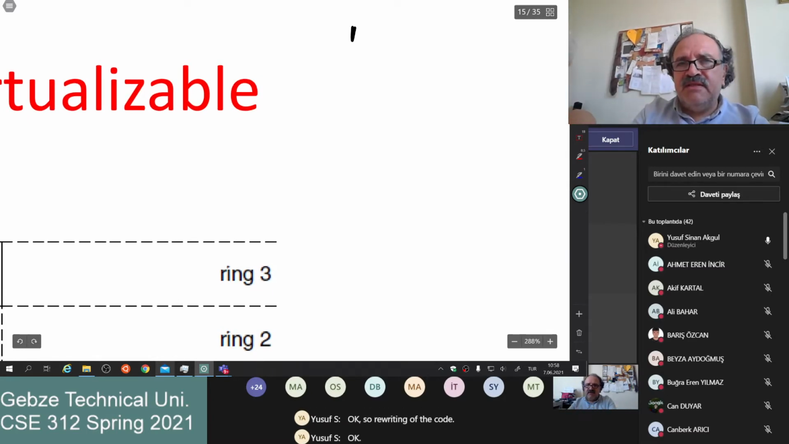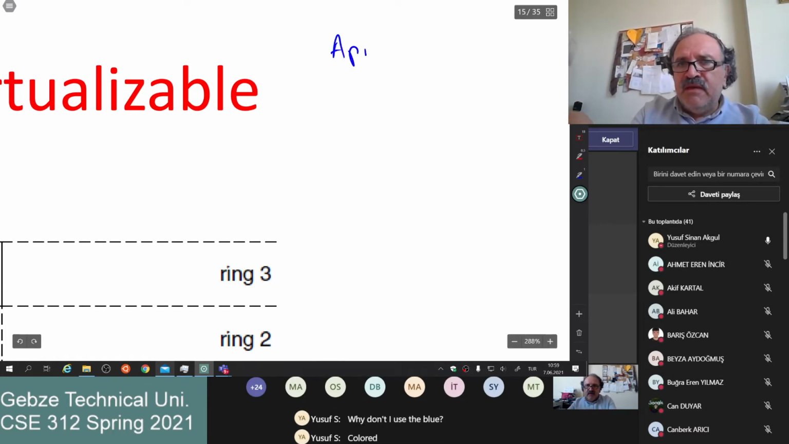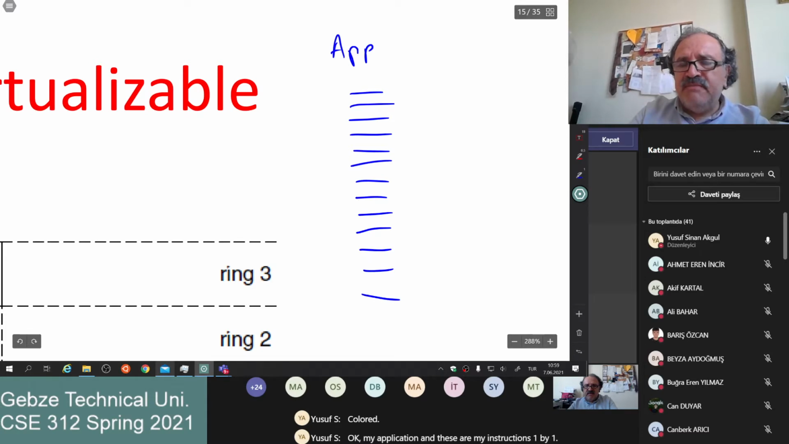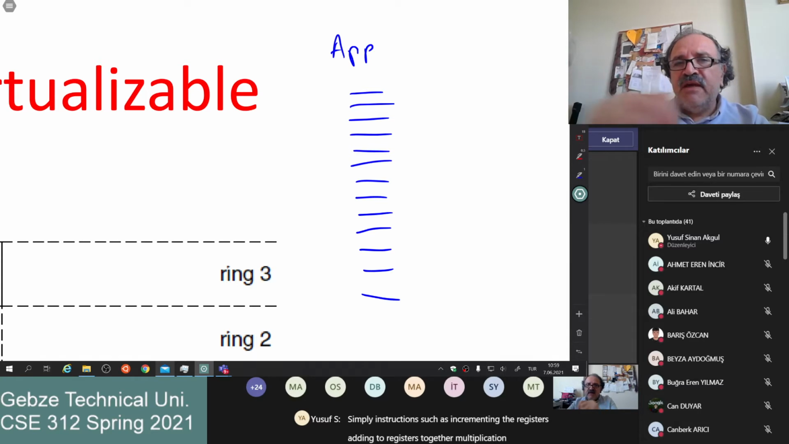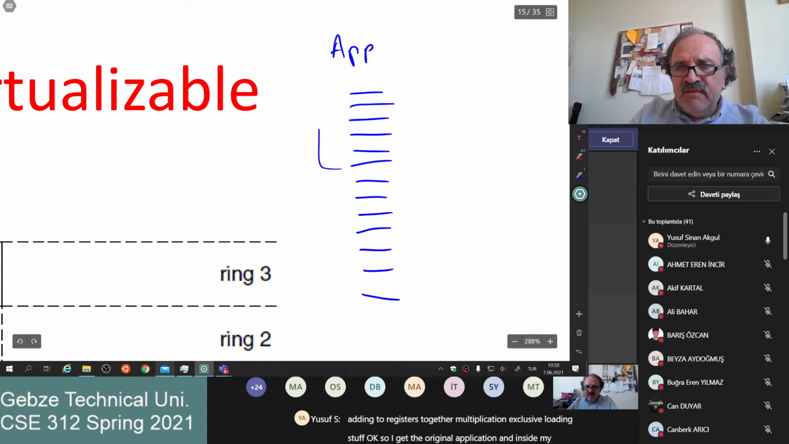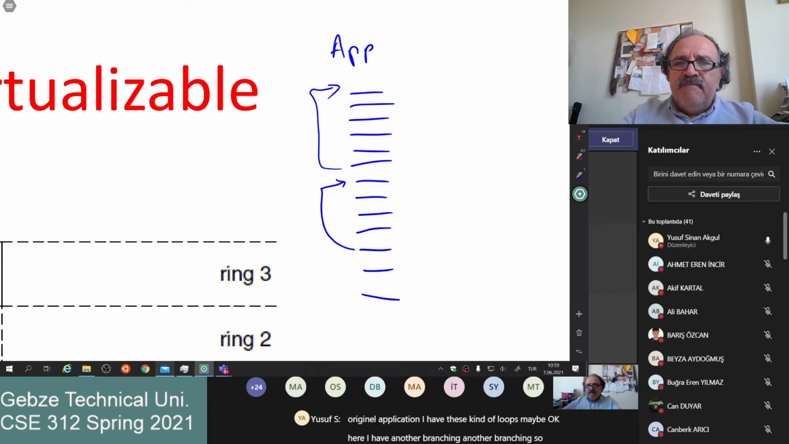Let's say this is my application, and these are my instructions one by one. Most of the time these are very simple instructions such as incrementing the registers, adding two registers together, multiplication, exclusive ORing. So I get the original application, and inside it I have these kinds of loops maybe. Here I have a branch, another branch.